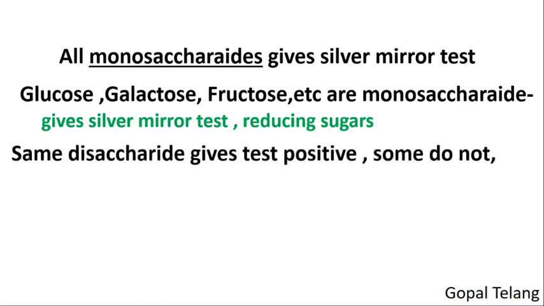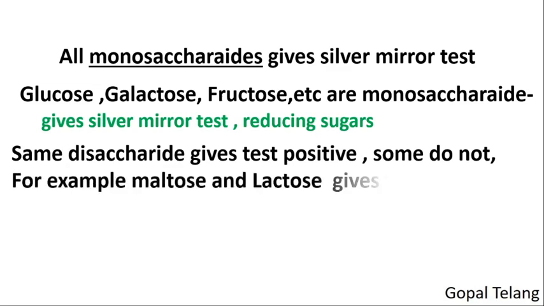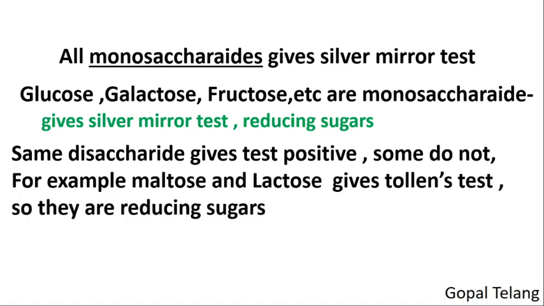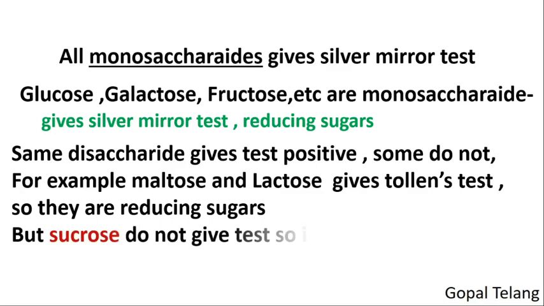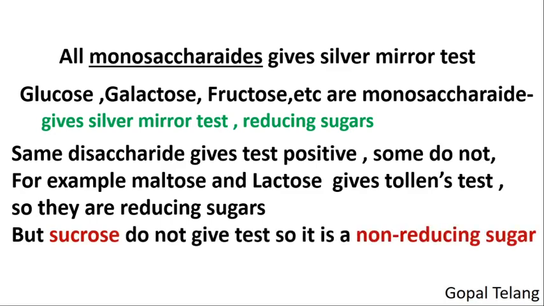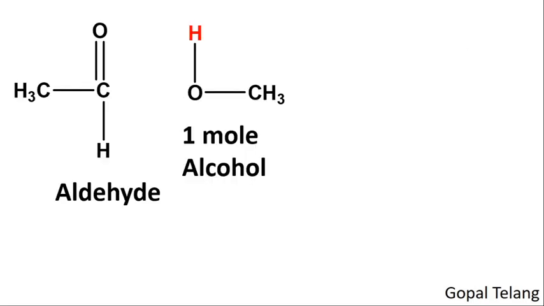But some disaccharides react and some do not react with these reagents, Fehling solution and Tollens reagent. For example, maltose and lactose react with these reagents and therefore are termed reducing sugars. But sucrose does not give any positive test with Fehling solution as well as Tollens reagent and is therefore termed a non-reducing sugar. How and why this happens, we will understand.